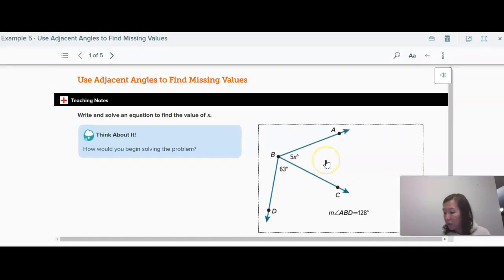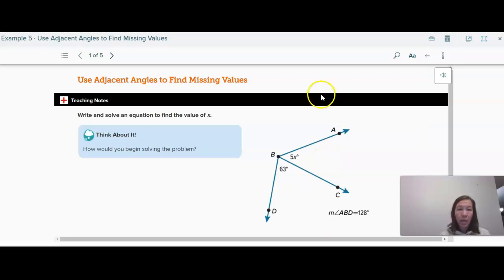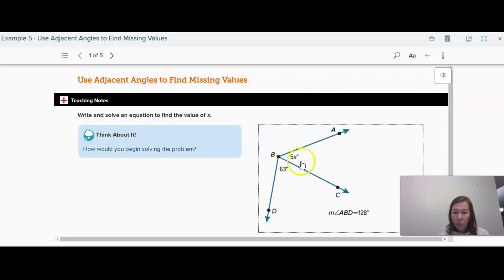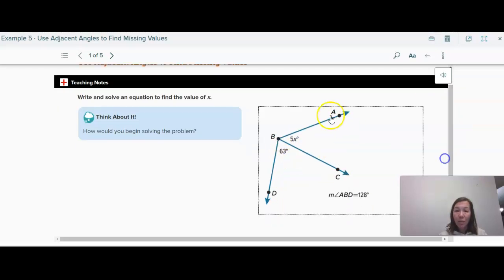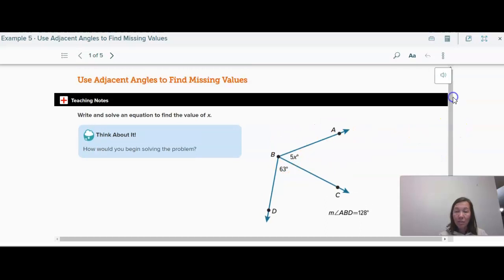So here's another example. This is on page 398 in your book. And this one, we want to find x. So algebra, like I said, algebra and geometry are really connected. You're not done solving equations just because we're moving on to shapes. But with the shapes, we're also going to have equations that we have to solve. So ABD, they tell us that ABD equals 128. So this whole angle here equals 128. And we want to find 5x.